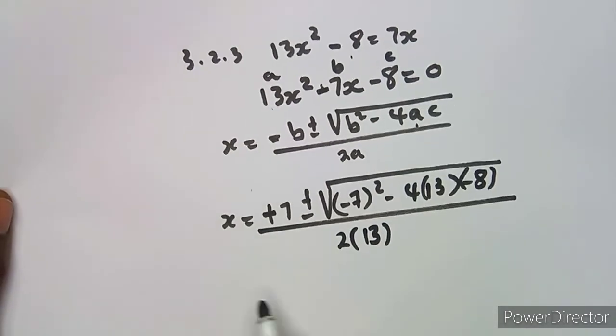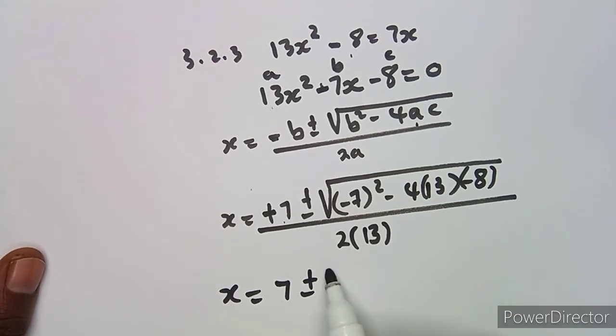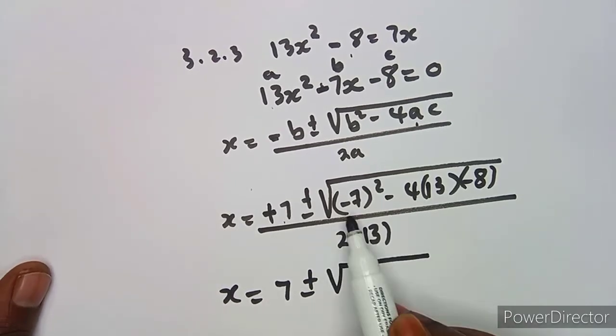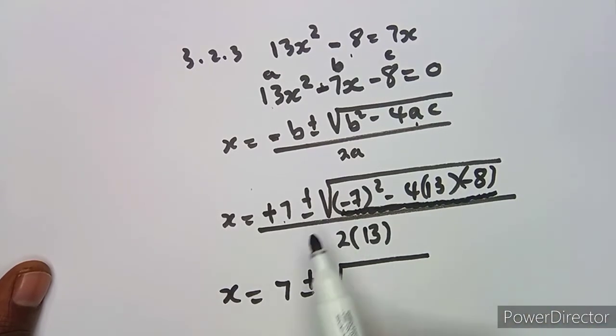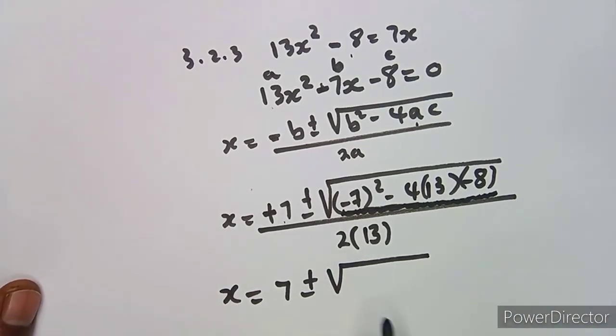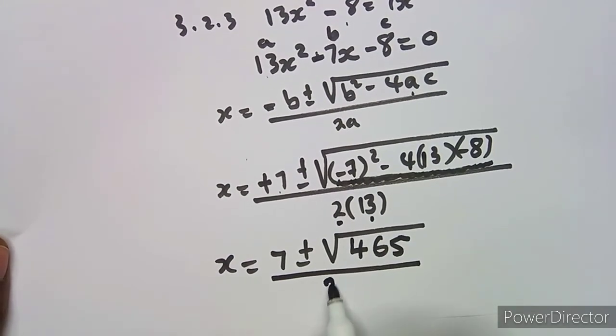All right, of which you can just simplify further, because this is going to be 7 plus or minus the square root of. So what I want you to do is to simplify this part under the square root, this part here, which is going to give you 465. So that's 465 over 2 times 13, which is 26.